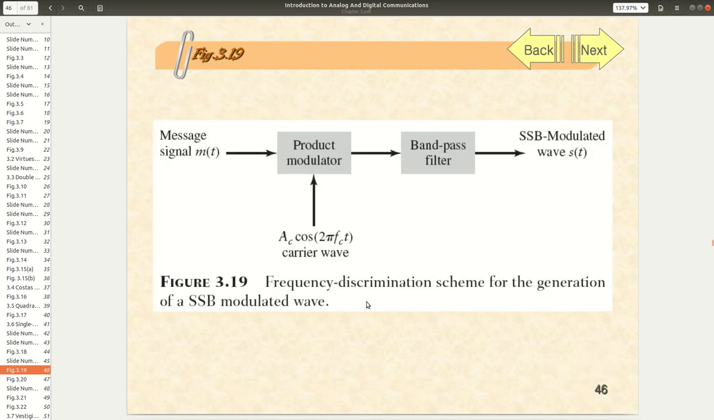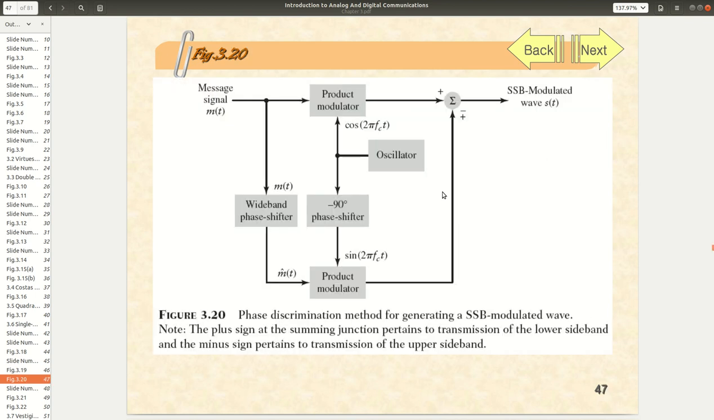So here, this is the frequency discrimination. You just have the signal multiplied by the cosine, and you apply the band pass filter to the desired side, the upper side or the lower side. This is the phase discrimination. Here I have the signal, multiplied by the cosine. There is the oscillator at FC, and there is the wideband phase shifter, and here this is the minus 90 degree phase shifter.